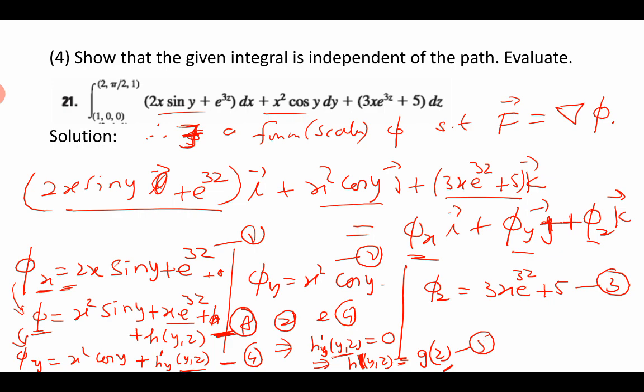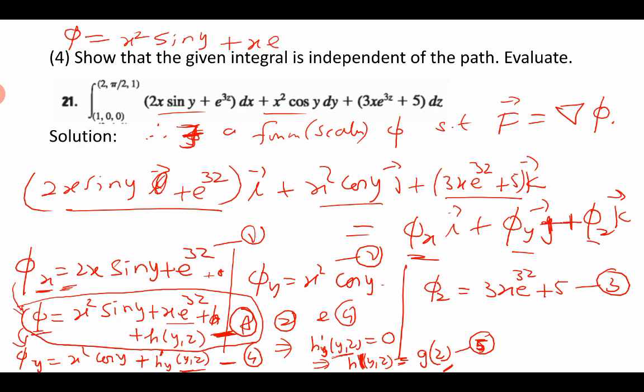So substitute this 5 in A. H of (y, z) will be g of z, a function of this. So I am writing that: phi is x squared sin y plus x e power 3z plus g of z. This is our equation number 6. Now if you find what is g of z, we are done.